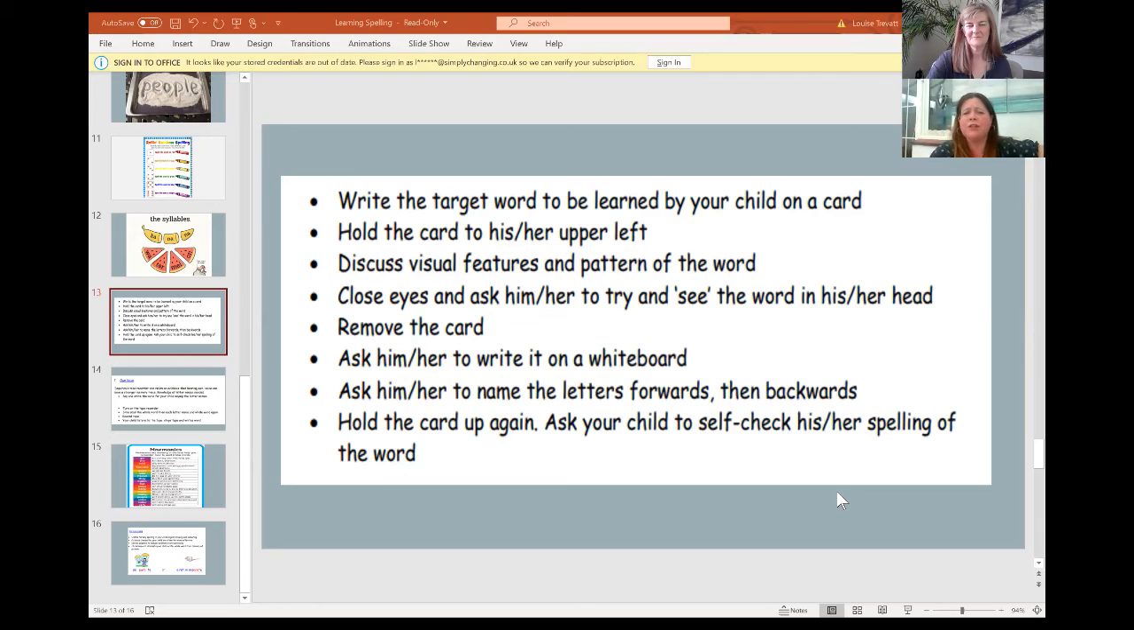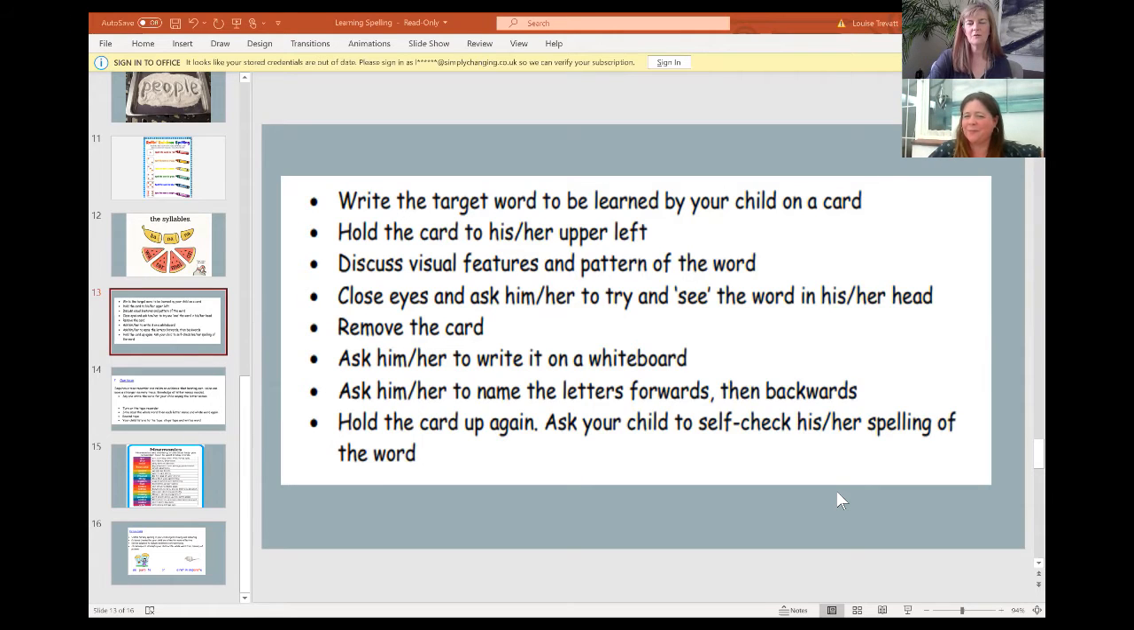So the idea is to write a word that you want them to learn or have one of their spellings and hold it up on a flashcard. Hold the card up for them. It says here on this one to upper left. I'm not sure, would you agree with that? No, it's not specific to me.